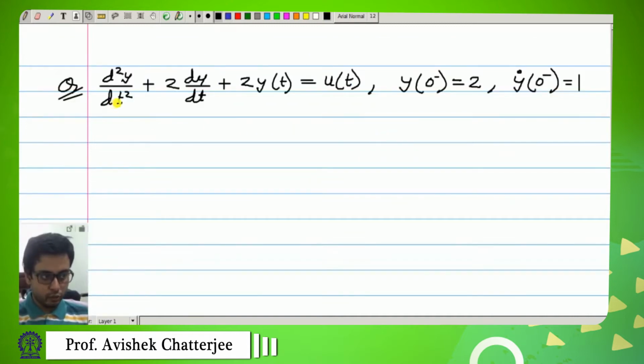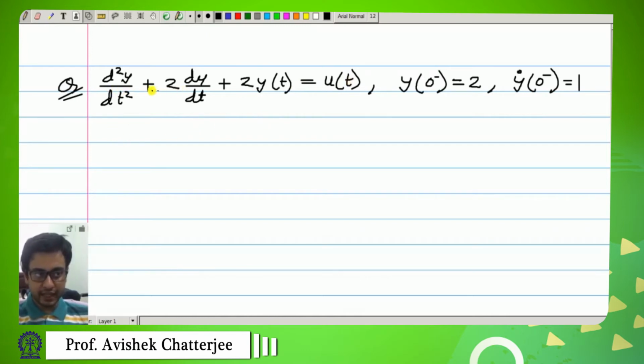Next we are going to take another example. Again we have a second order differential equation. Input is unit step function now, and initial conditions are y(0) equal to 2 and y dot 0 minus equal to 1. Okay, now we have to solve this for time greater than or equal to 0.